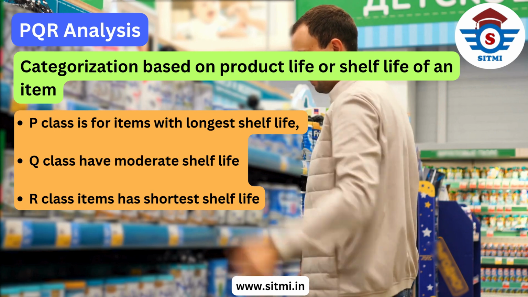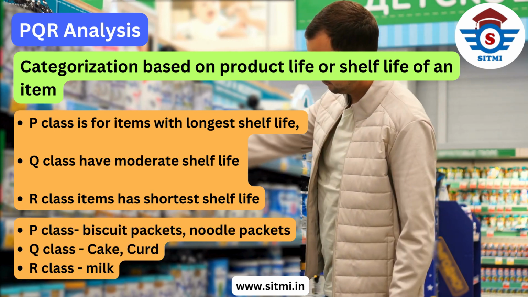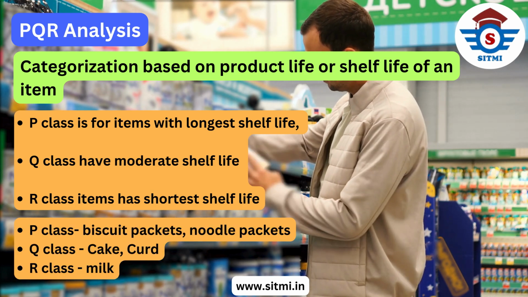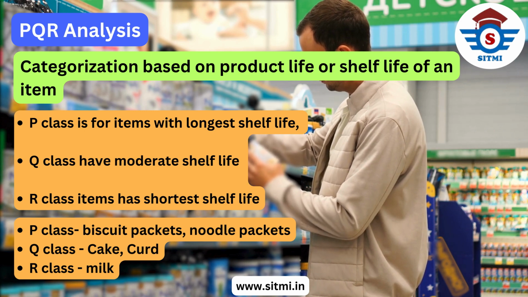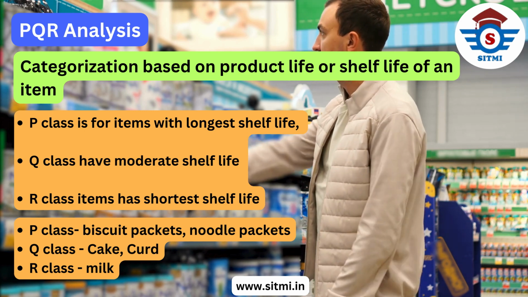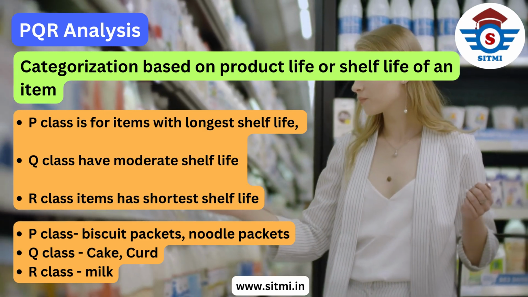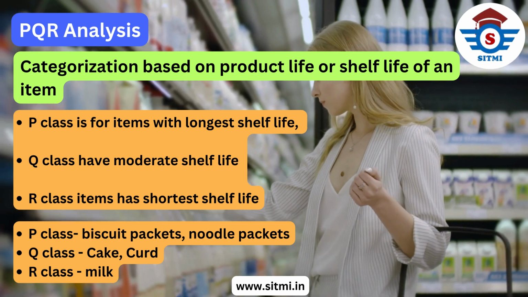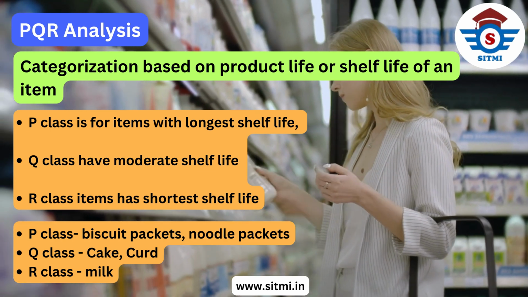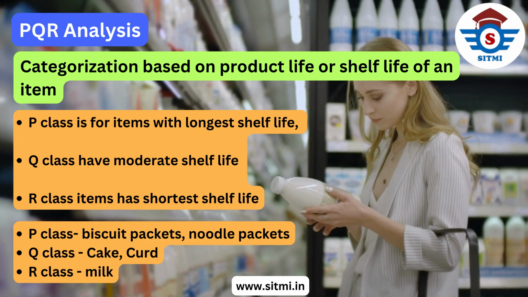So, a simple example of PQR products. P class can include a packet of biscuits, which has a little more shelf life. The Q class includes baked products like cake, which has a moderate shelf life, and R class can include a product like milk, which has a very short shelf life.